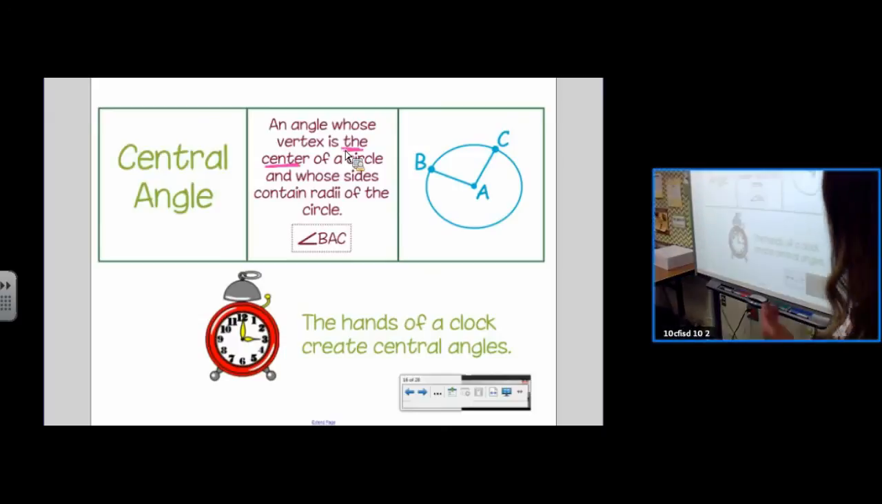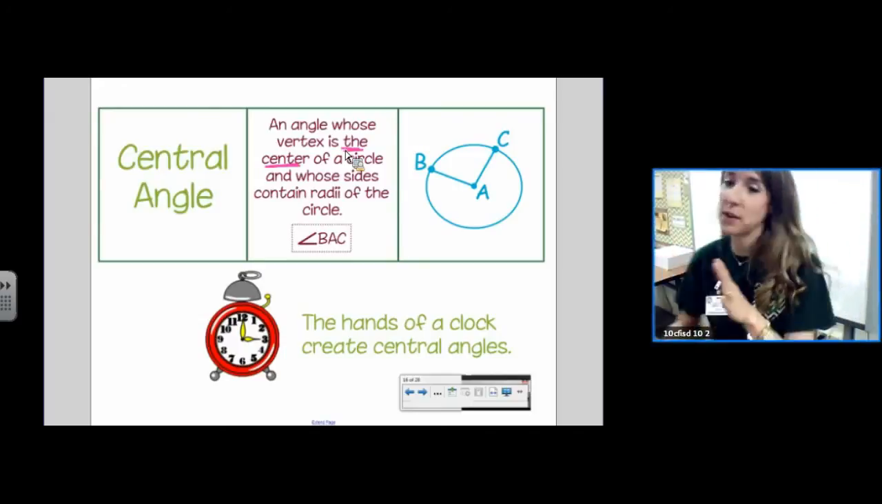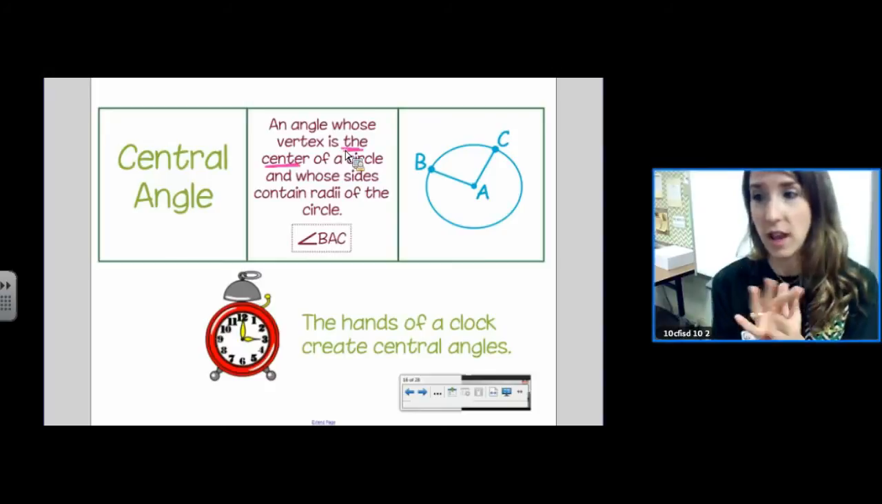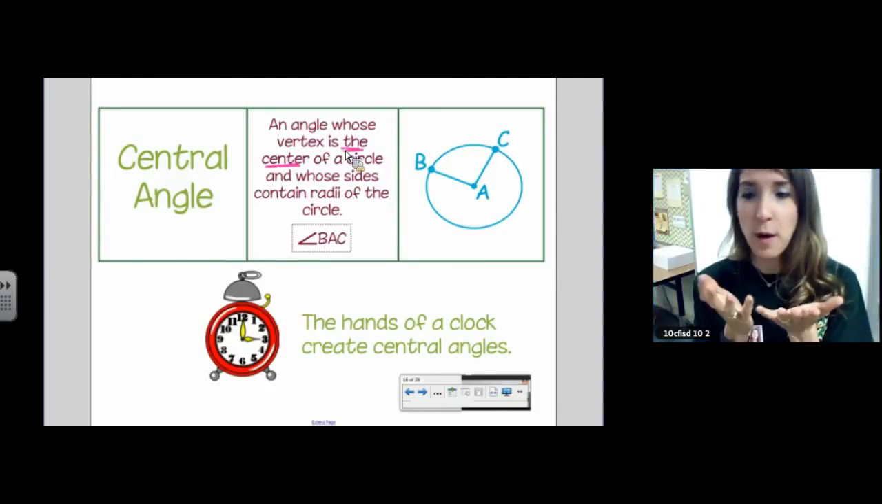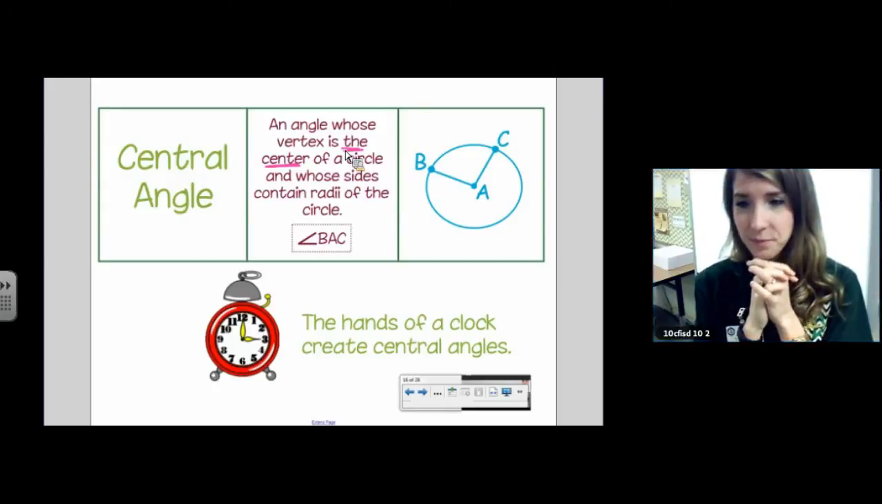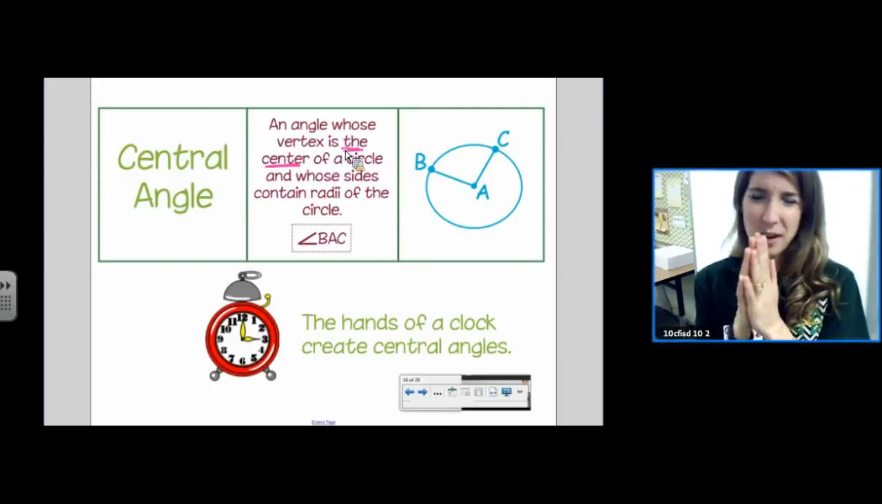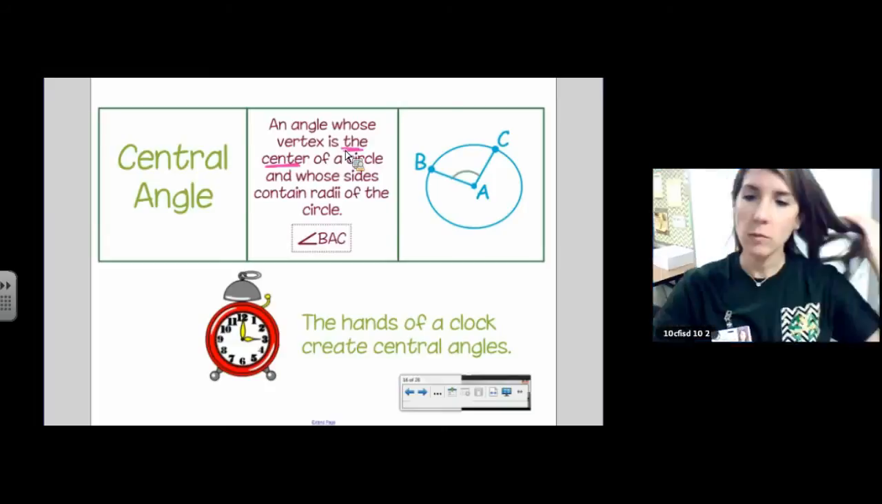A good example of a central angle is the hands of a clock, which always form a central angle. I guess unless it's 12 o'clock, right? That'd be an angle with a degree of 0, which, is that really an angle? No.